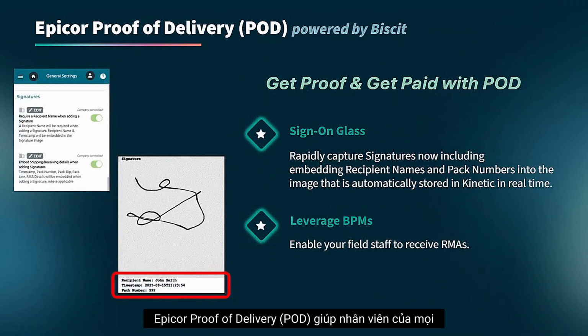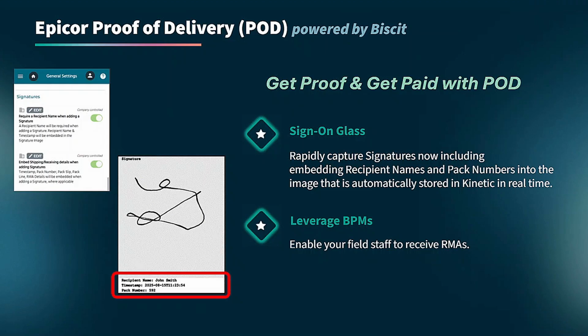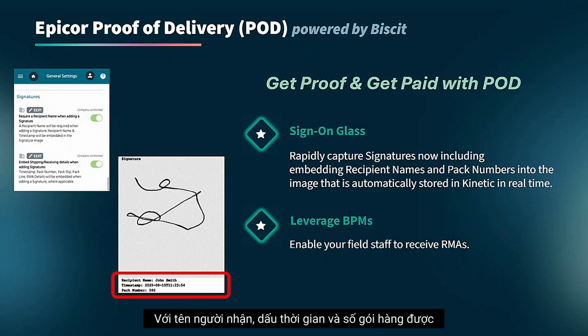Epicor Proof of Delivery, or POD, provides your staff with the ability to capture customer signatures and proof of delivery photos directly from their Android or Apple smartphone, automatically storing those images in Kinetic. With recipient name, timestamps, and pack numbers automatically stored directly on the signature image, you will have the proof you need to get paid at your fingertips.